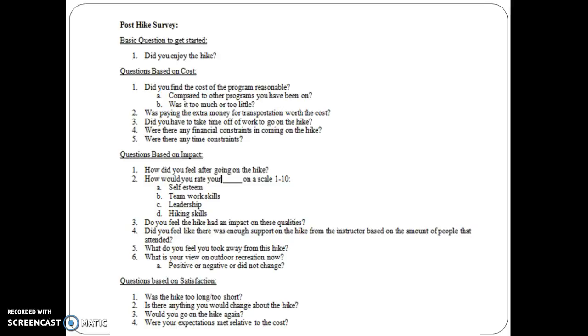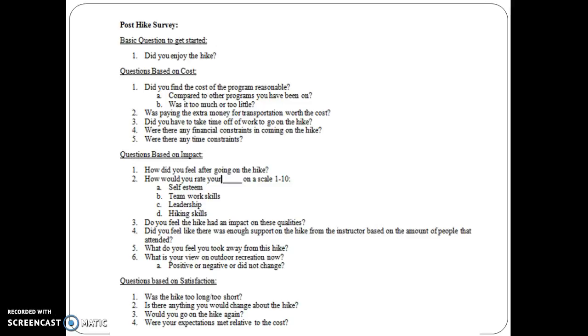So here is an example of the post-hike survey. As I mentioned, there are questions based on impact as well, lots of different questions on that. Just, what do you feel you took away from this hike? And then the questions on self-esteem, teamwork skills, leadership skills, and hiking skills, which is how we are determining impact. Also the questions based on cost, and there are multiple ones on that.